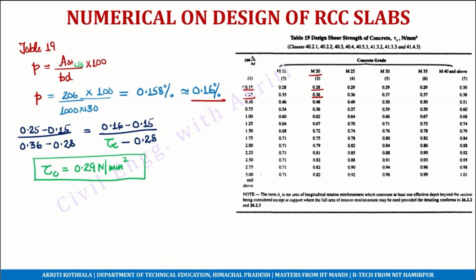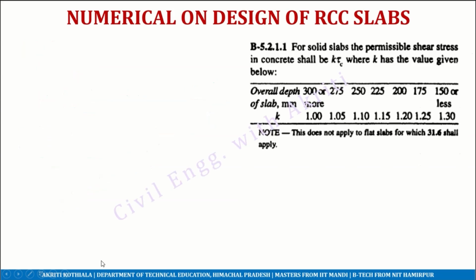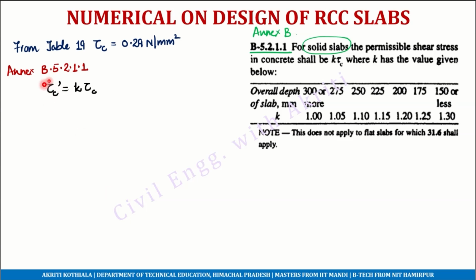Now generally in beams we stop at this step and move on to the next, but here we have another clause to be considered because what we are designing is a solid slab. So for solid slabs, as per annexure B, we have to consider this table given by clause B 5.2.1.1, which says that for solid slabs the permissible shear stress in concrete shall be K times the tau c value. We have calculated the tau c value equal to 0.29 Newton per mm square. Tau c dash, that is the value which we are going to use, will be equal to K times tau c. Tau c we know from table 19, K will be obtained from this table.